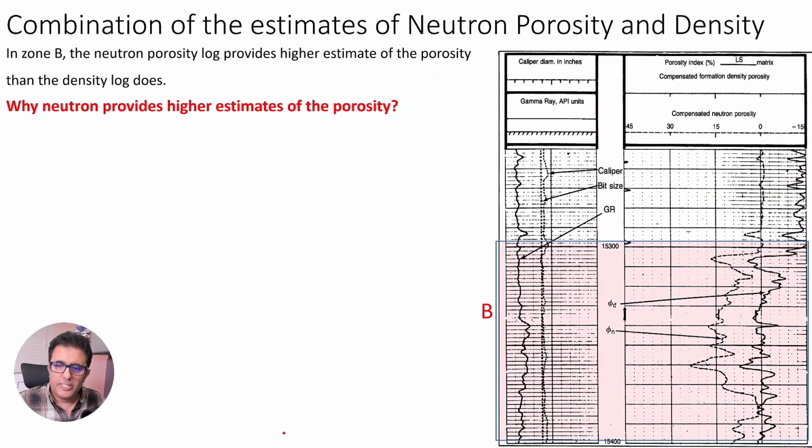Now look at zone B. If you look at zone B, something that is interesting here is that phi n is greater than phi d.